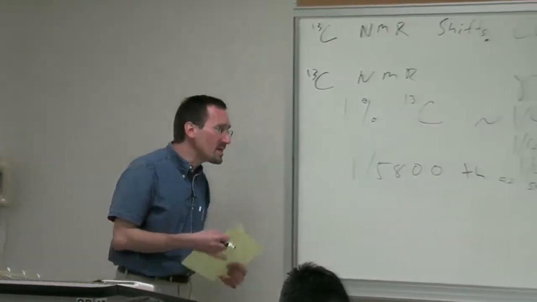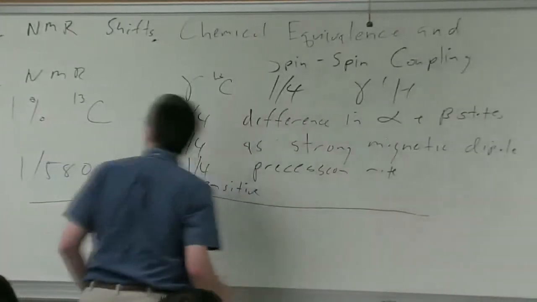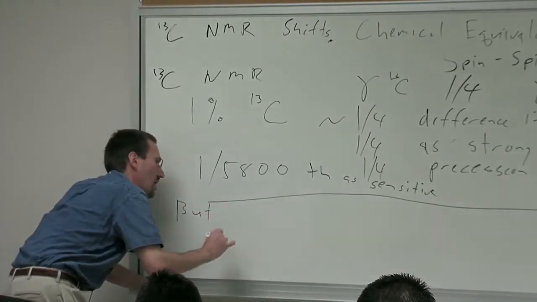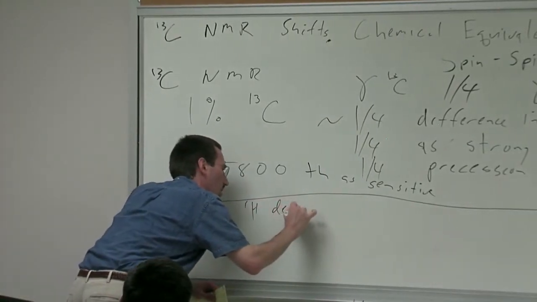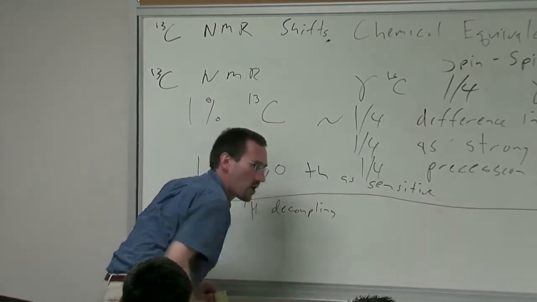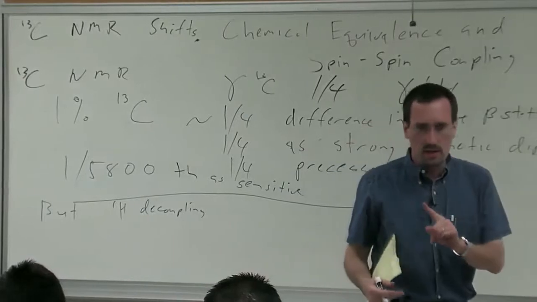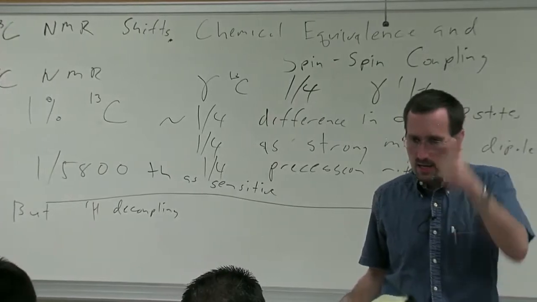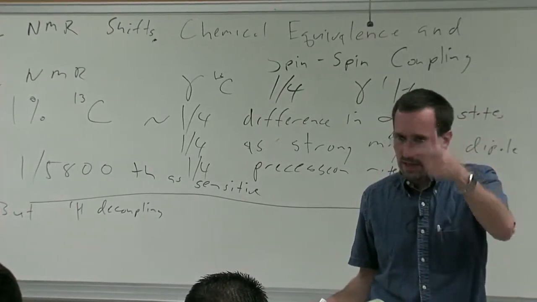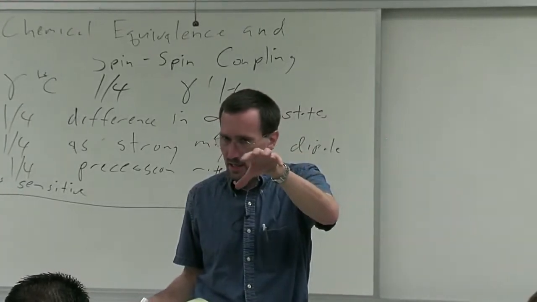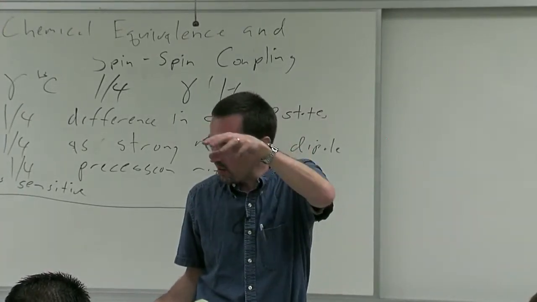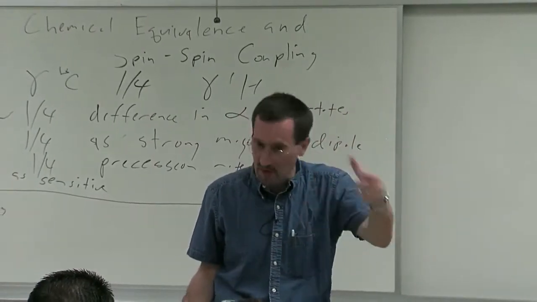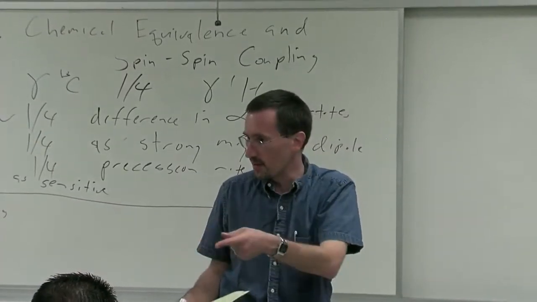Now, there are a few redeeming features. One thing that's redeeming is we typically do proton decoupling. Normally, a carbon would be split by all of the protons. For example, the carbon in the methyl group of ethanol would be split into a quartet by the 3 hydrogens attached to it, and then it would be further split by the hydrogens over on the methylene carbon.